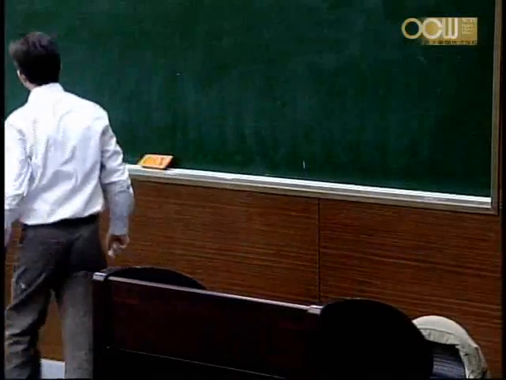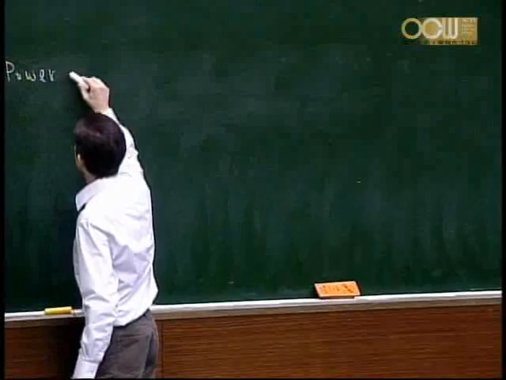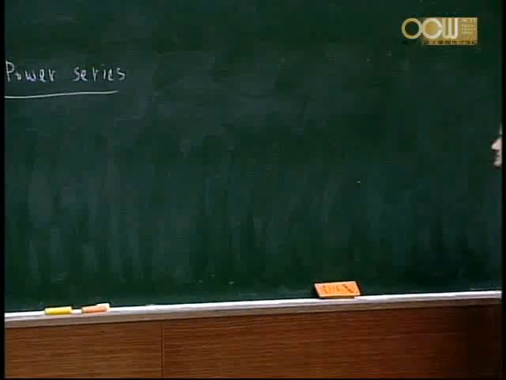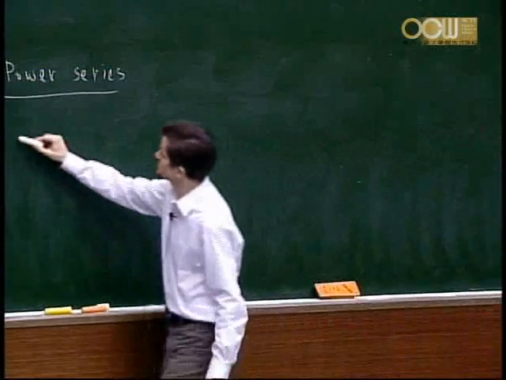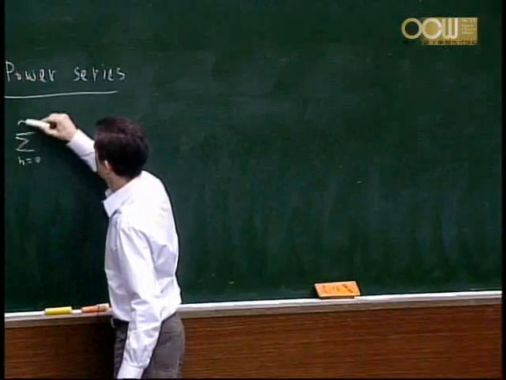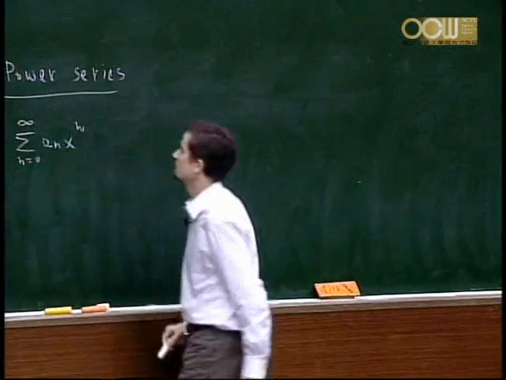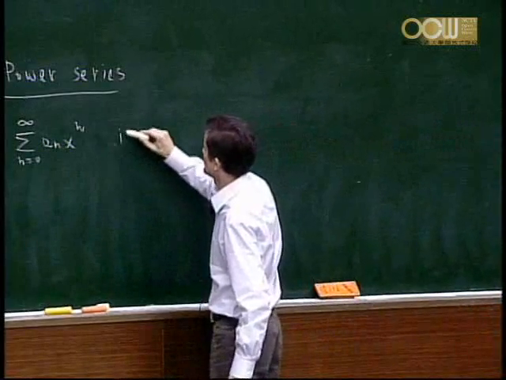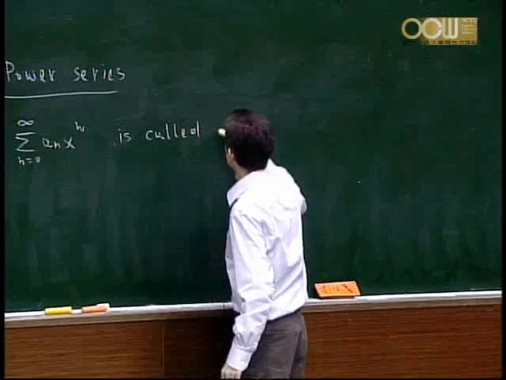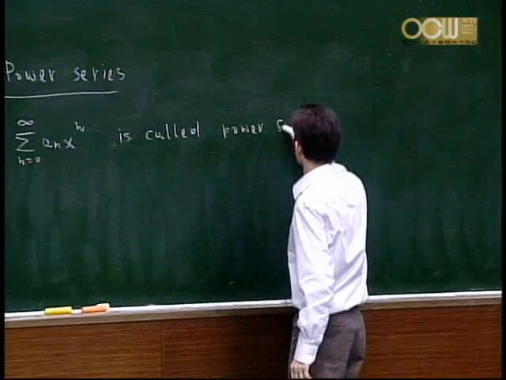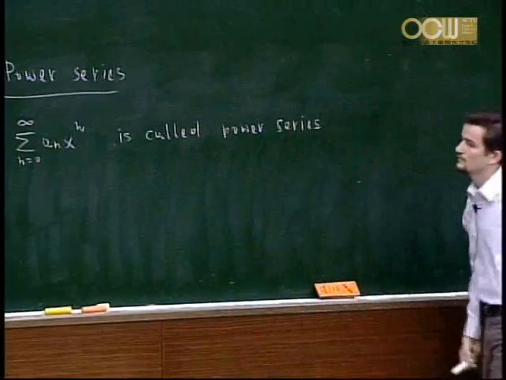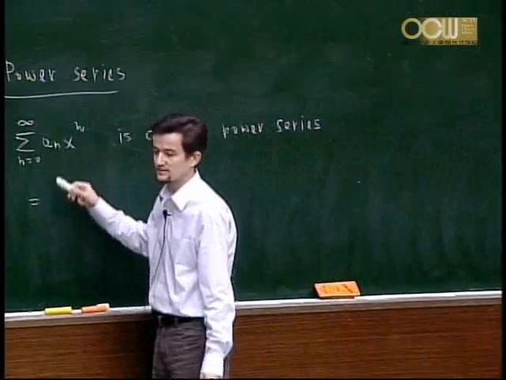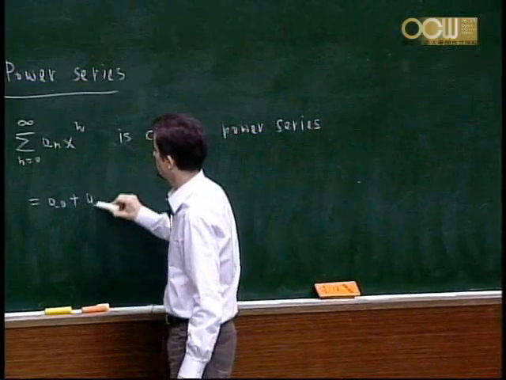Now the next thing we want to talk about is a special class of series, namely power series. So what is a power series? A power series is an object which looks like this here. This is called a power series. The reason why we look at such series should be quite clear if you just look at the form. So maybe let's first write out some terms.